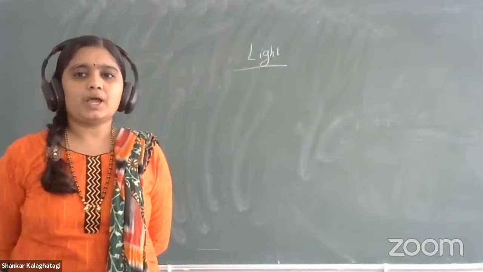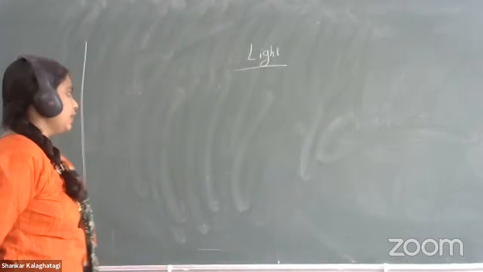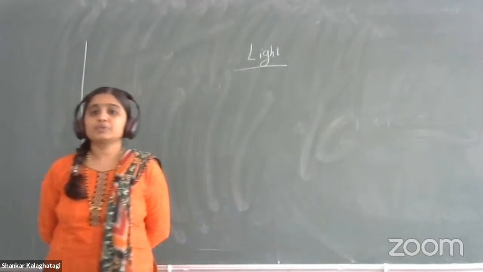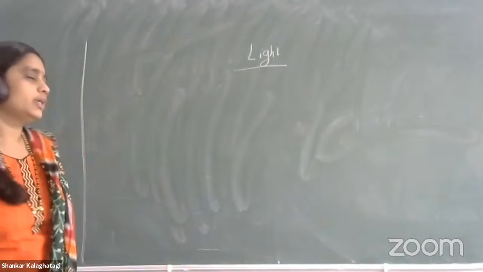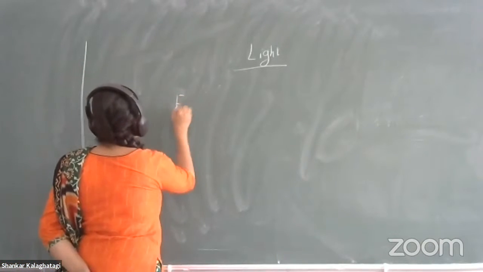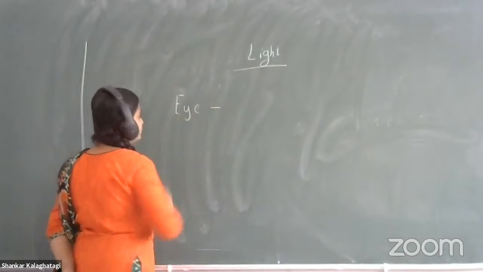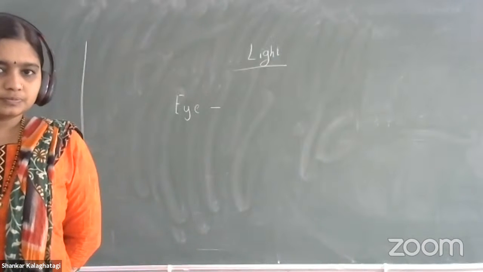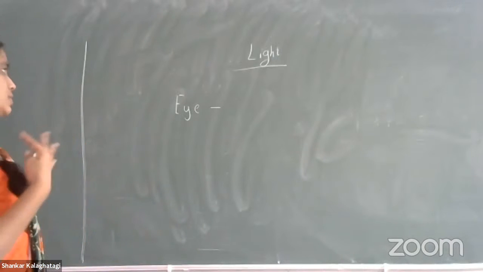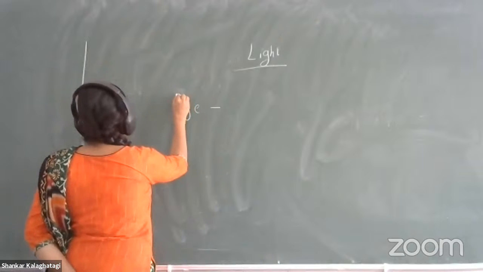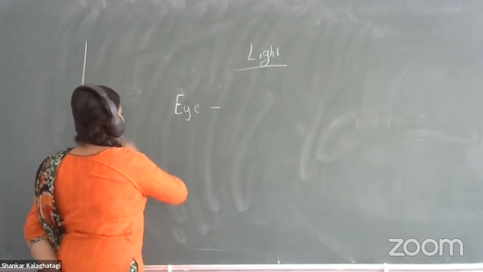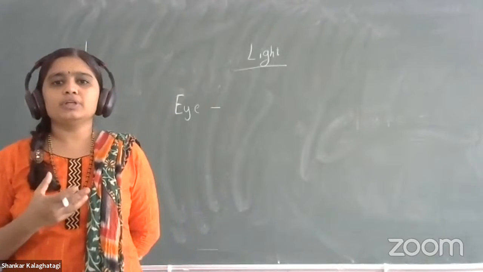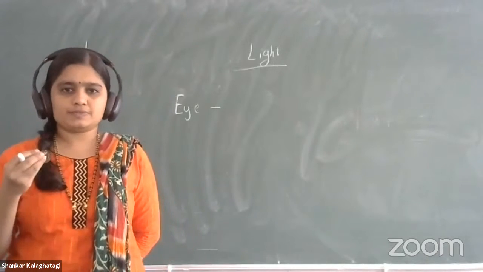Okay, by our eyes. You know that we have five sense organs. All five sense organs have their functions. So in that, you know the eye. What is the function of the eye? To see. Okay, we see with our eyes. You know that when light falls on objects, then only the objects are visible to our eyes, right?